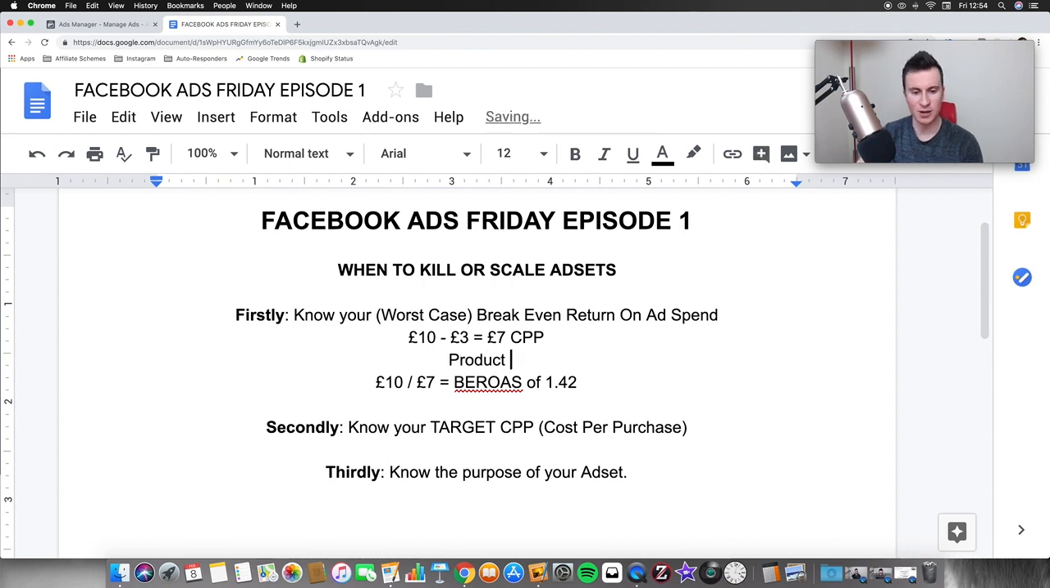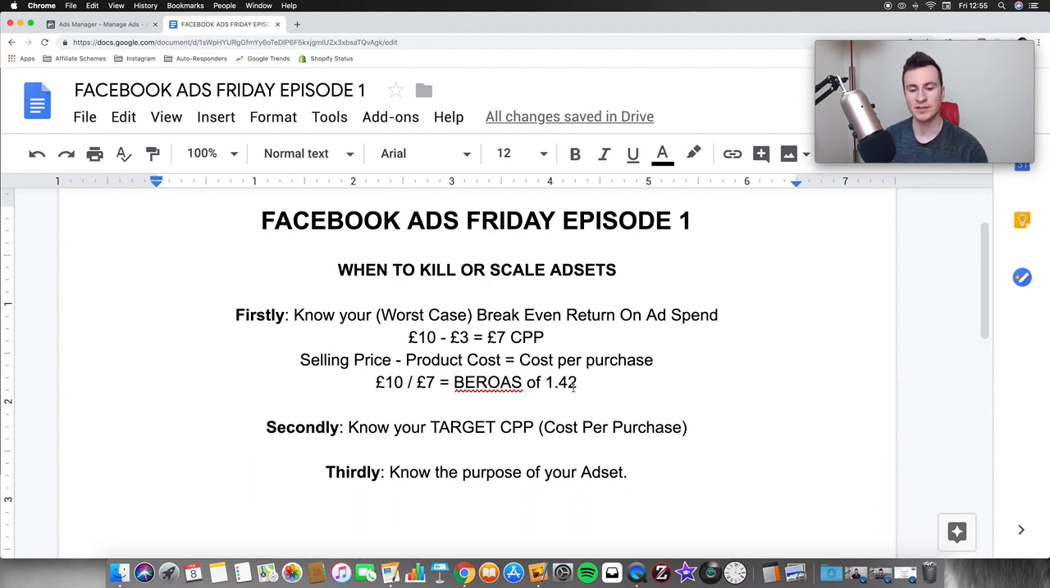To start with, we have our product price. In fact, we'll call it the selling price. We take away the cost of the product to us, including the shipping cost, so minus the product cost. That leaves us with essentially how much we can afford to pay per purchase on Facebook. From there, we take the selling price and divide it by this cost per purchase, which we've just worked out, and that gives us our break-even ROAS. As you can see, in this example it is 1.42.